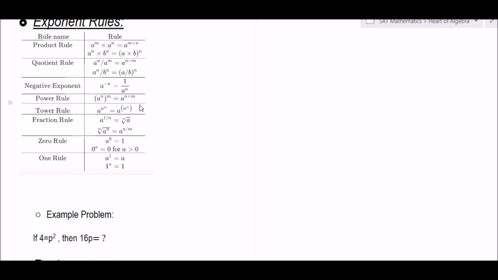Alright, next is the tower rule, and that's a to the power of n to the power of m, same as putting this here and then saying a to the power of n times m.